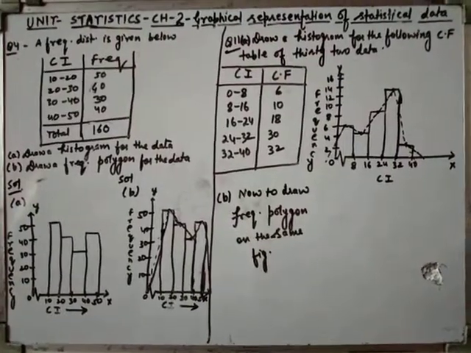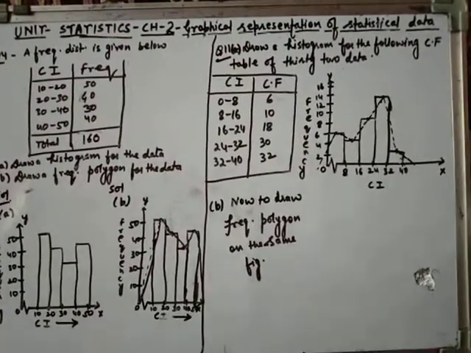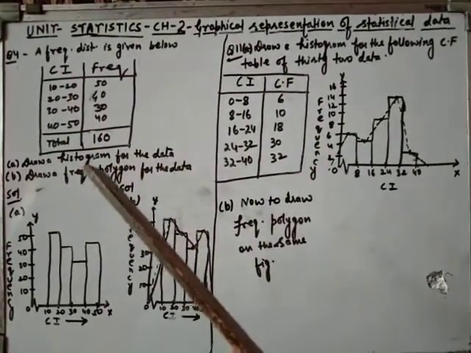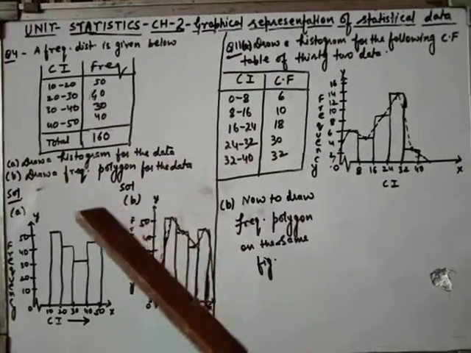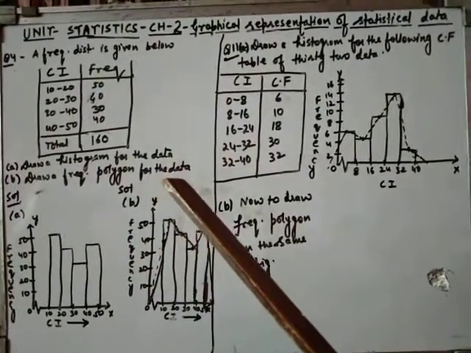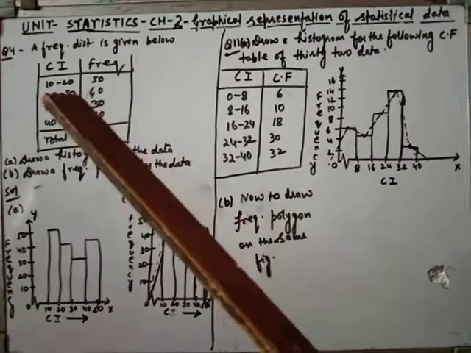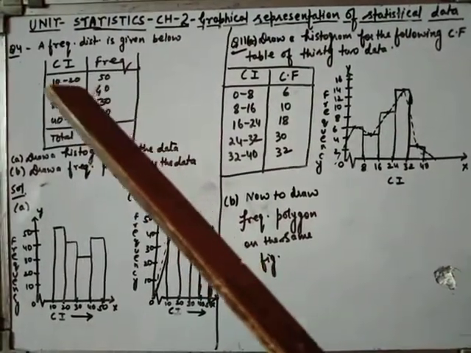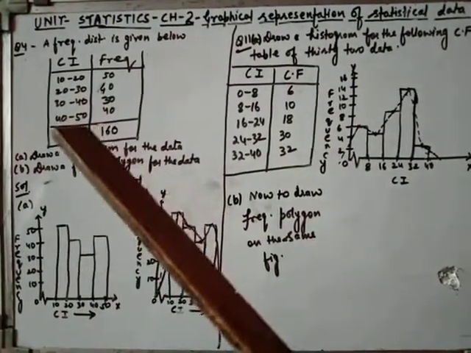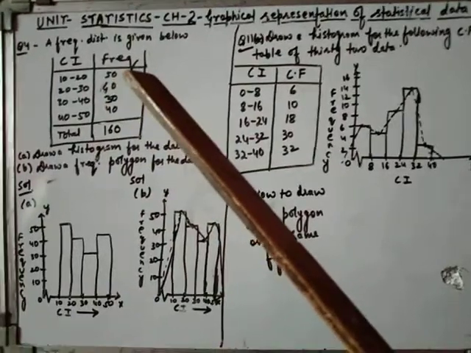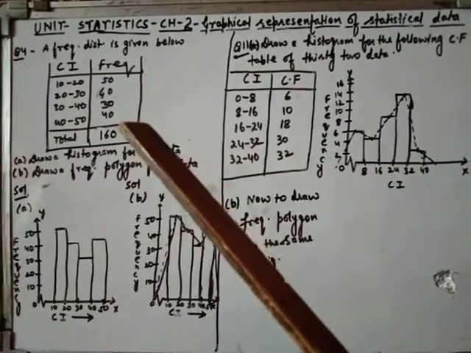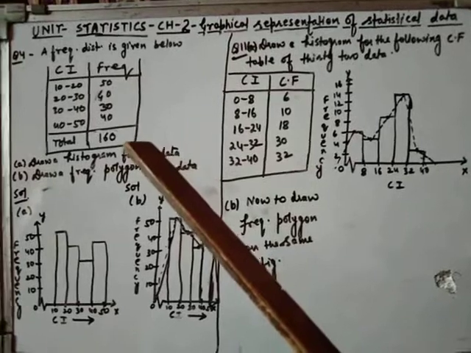Now student, question number 4. A frequency distribution is given below. First we have to draw a histogram for the given data and draw a frequency polygon for the same data. Class intervals are given 10 to 20, 20 to 30, 30 to 40, 40 to 50 and the frequencies are 50, 40, 30 and 40. Total sum of the frequency is 160.